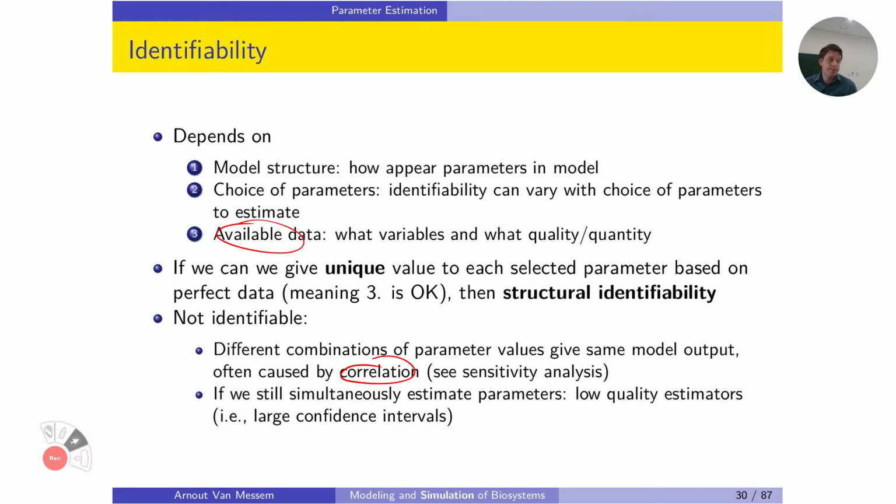So if we still estimate the parameters in the case of correlation, it means that we have this dependence, and as such, the accuracy of the estimates also becomes smaller. So we have low quality estimators, and often they are not even unique.